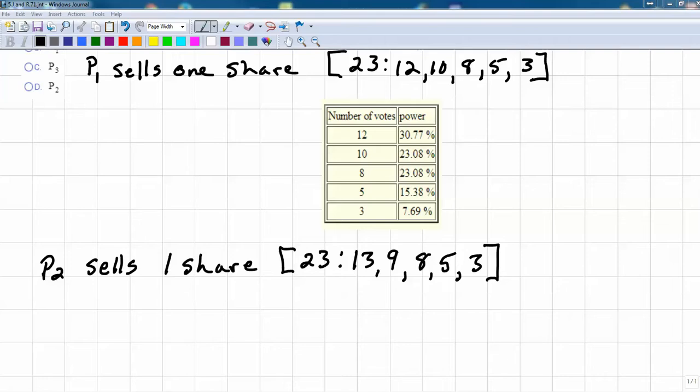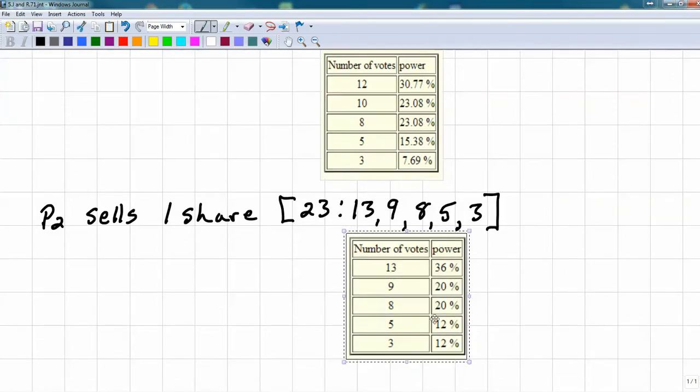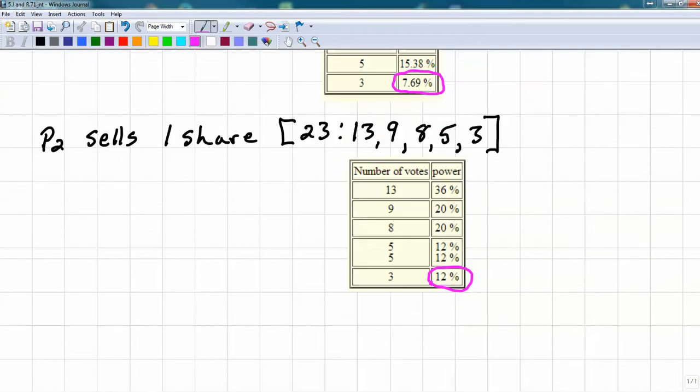Now you can see that the percentage for P sub 5 has changed dramatically. Whereas it was 7.96 when they purchased one share from P sub 1, it has now gone up to 12% when they have purchased one share from P sub 2. We need to go ahead and do this for all of the remaining potential coalitions.